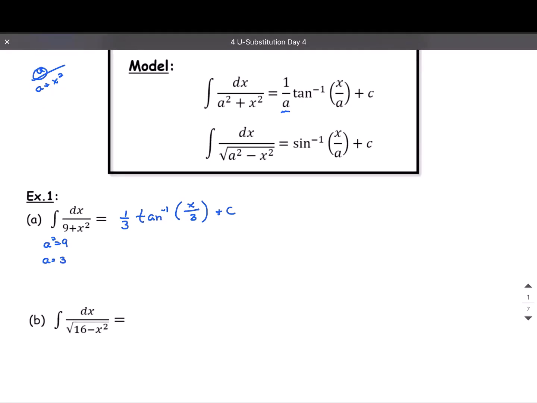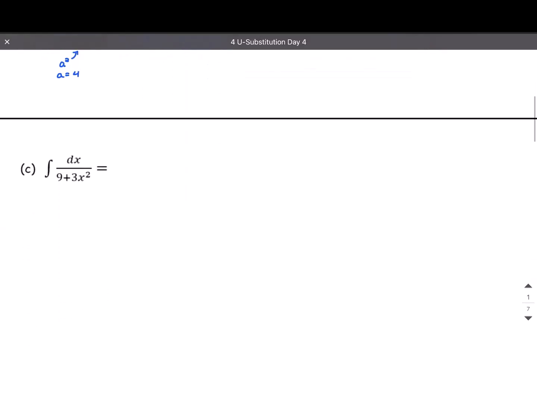There we go. Done. Now we can do one similar for sine inverse. If we look at this, the 16 is our a squared, which means that a is 4. So this means that the integral of dx over the square root of 16 minus x squared is sine inverse of x over 4 plus c. Ta-da!